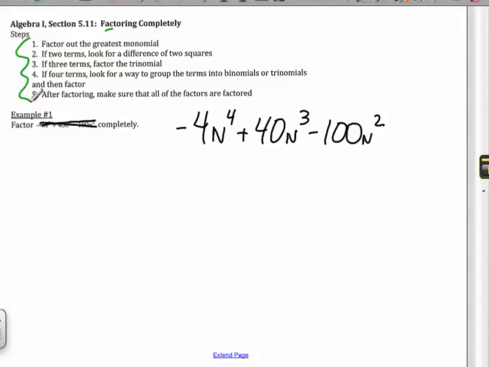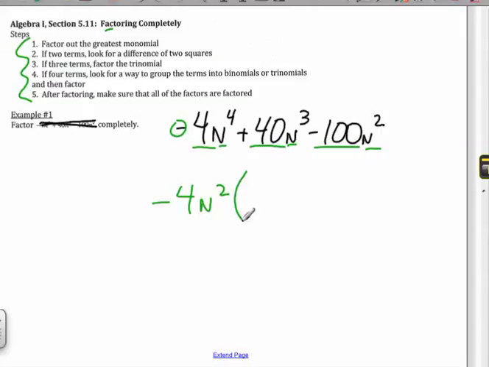What should I pull out, Gordy? 2n. Not 2n. 4n? Nope. Miles. Negative 4n squared. All of them have that. I need to pull out a negative because I got to get rid of this. All of them 4 goes into. All of them have an n squared. So I need to pull out negative 4n squared.